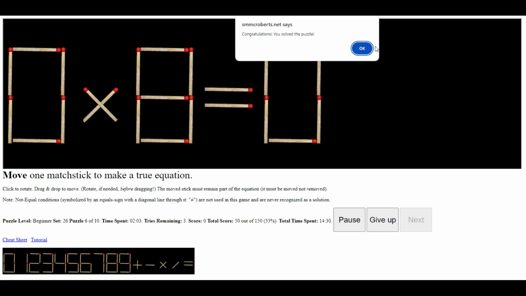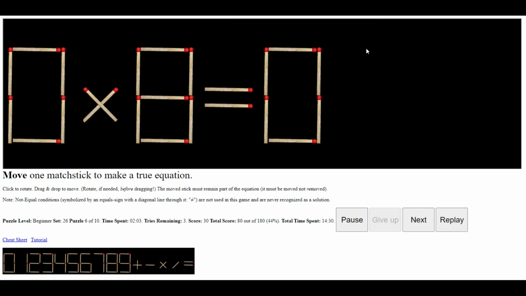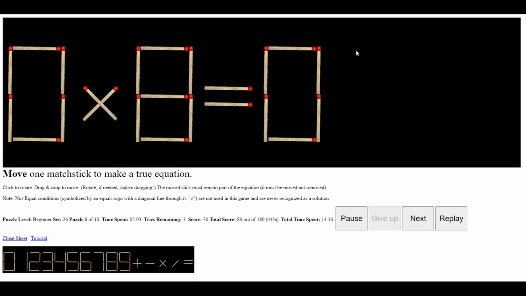For each puzzle, you are given 3 tries to get it right. After that, or if you click the Give Up button, the solution will be shown to you. If you want to see the solution again, click the Replay button.